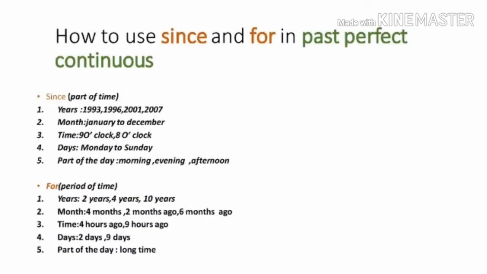Now let me tell you how to use since and for in past perfect continuous. Well, since is used for a point of time, like particular years, months, days, as well as part of days.